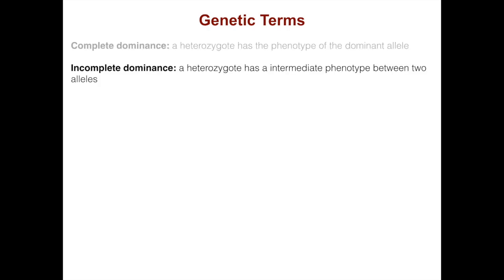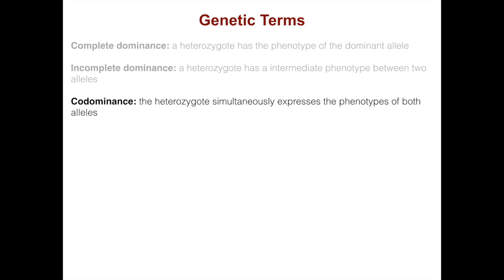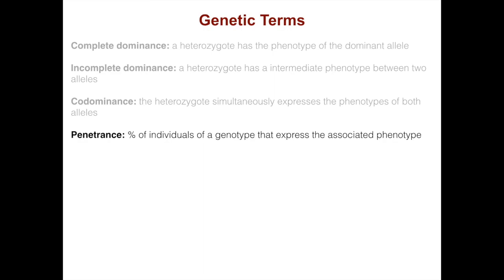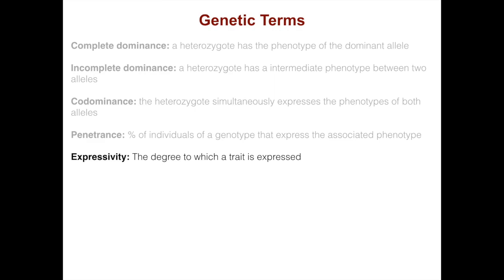So from the first part of this lecture, here are some genetic terms that I think you should know. Complete dominance: a heterozygote has the phenotype of the dominant allele. In incomplete dominance, a heterozygote has an intermediate phenotype between the two alleles, and this is the example of the eggplants. In codominance, the heterozygote simultaneously expresses the phenotypes of both alleles. Penetrance is the percentage of individuals of a genotype that express the associated phenotype. Expressivity, the degree to which a trait is expressed.